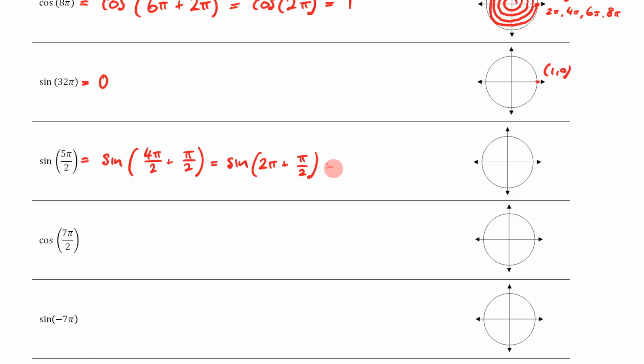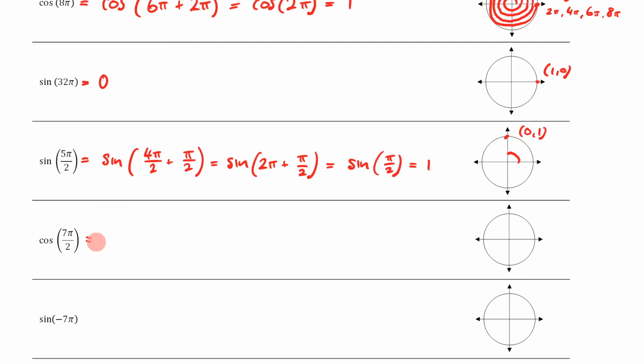And I know that when I'm in this case, I can just consider sine of pi on 2, and that just means I'm going up here to this point right there. And I know that sine of pi on 2 is just going to be 1, because this point right here is (0, 1).